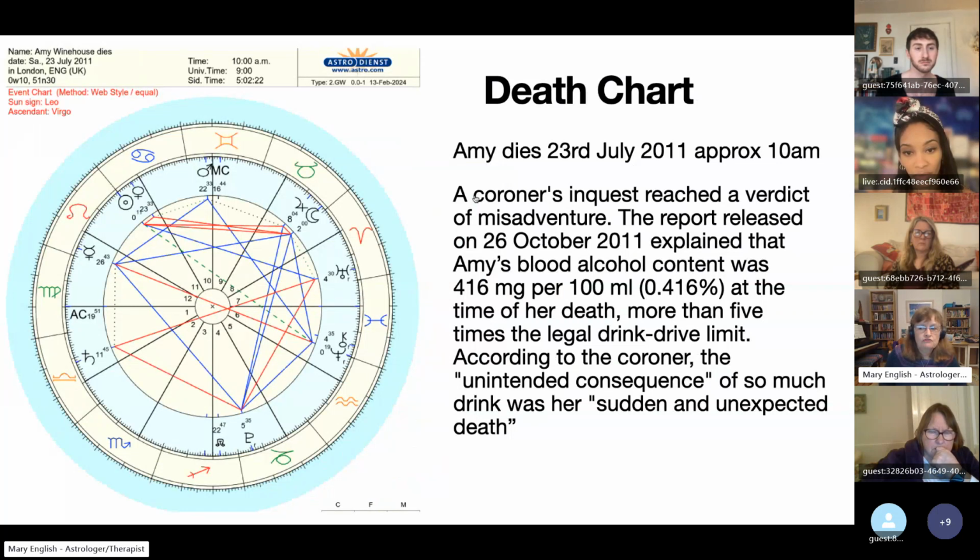The coroner's inquest reached a verdict of misadventure. The report released on the 26th of October 2011 explained that Amy's blood alcohol content was 416 milligrams per 100 mils at the time of her death, more than 5 times the legal drink drive limit. According to the coroner, the unintended consequence of so much drink was her sudden and unexpected death.